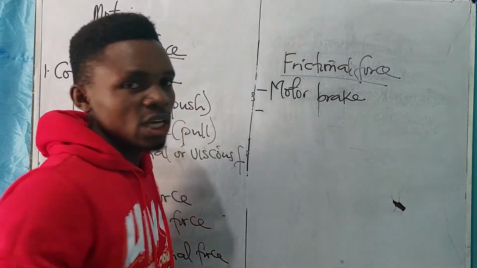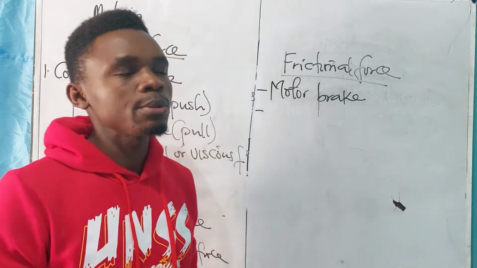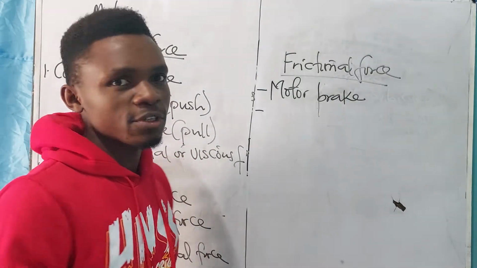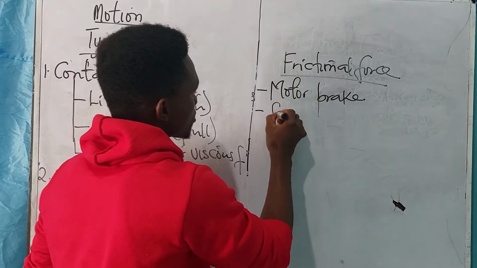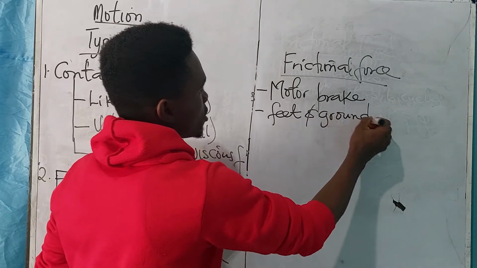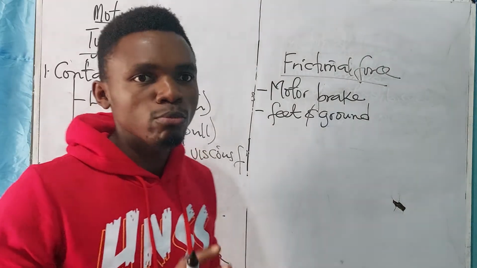Number 2, if there was no friction between the feet and the ground, it's not possible to move without falling. So which means that there's a friction between the soles of the feet and the ground. So the feet and ground. Alright, so there's a friction between the feet and the ground for proper movement.